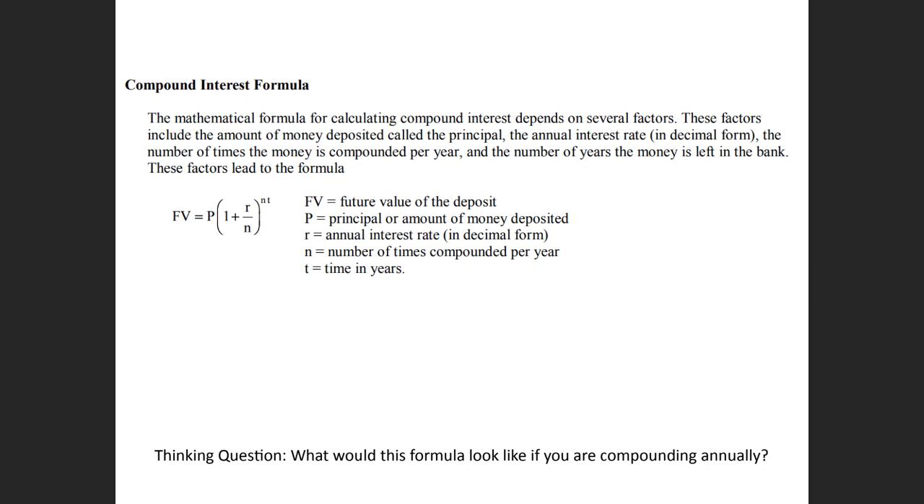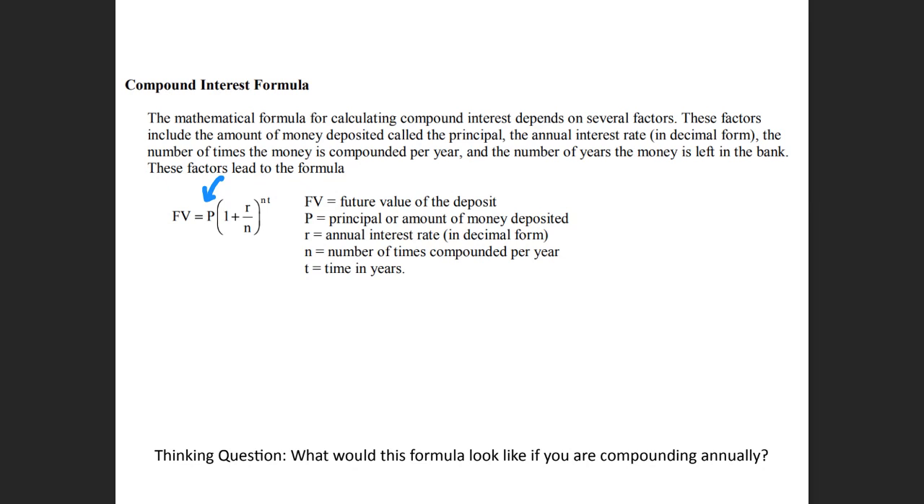the principal or amount of money deposited. I always call this the original amount that you put in. Okay, I'm going to change the thickness of my pen here because it's a little bit too thick. So that's the original amount that you put in. And then 1 plus r, well, r stands for the interest rate in decimal form, over n, the number of times you're compounding per year, to the nt power.